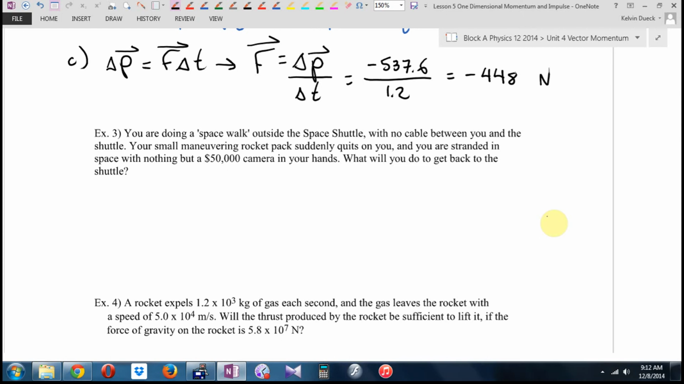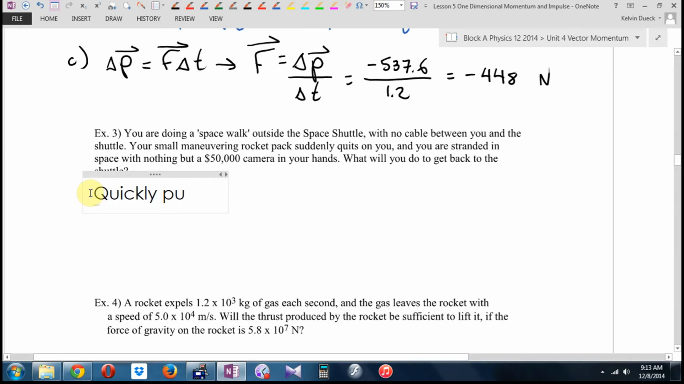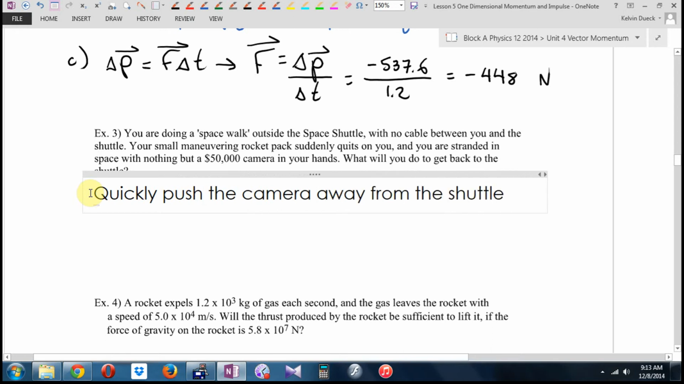So orient yourself so that maybe your back is to the shuttle. And if you push the camera, right now, before you push the camera, what's the momentum of you and the camera? 0. If you push the camera forwards, giving it a mass times velocity, you're going to pick up a mass times velocity in the opposite direction. Now you have a bigger mass than the camera, smaller velocity, but in theory, you should be able to drift there. So, quickly push the camera away from the shuttle. And then explain to NASA why you don't owe them $50,000, right?